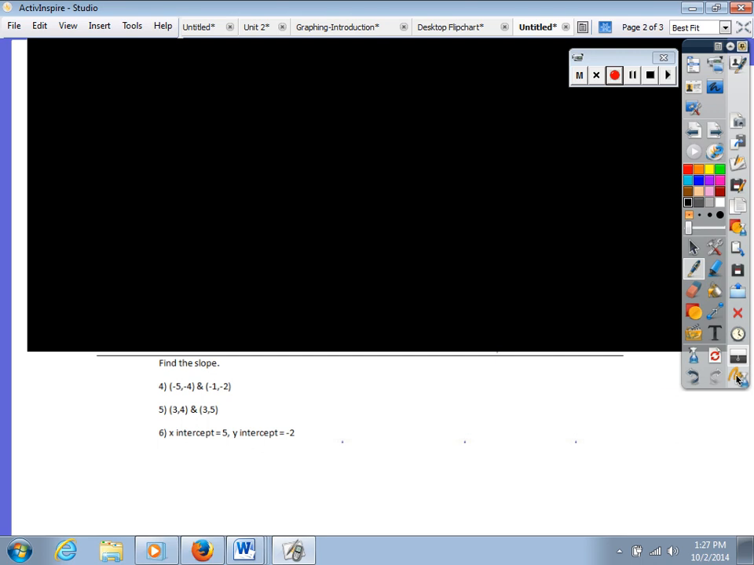Okay, and then number 6 is another way that I like to say it. In order to figure out what the rate of change is between these 2 points, we need to go ahead and make them into points. And what do we know for x-intercepts? Well, we know that y is always 0. What do we know for y-intercepts? We know that x is always 0.